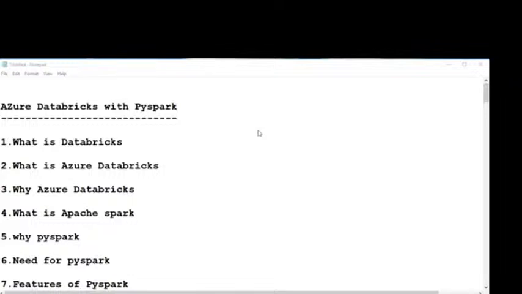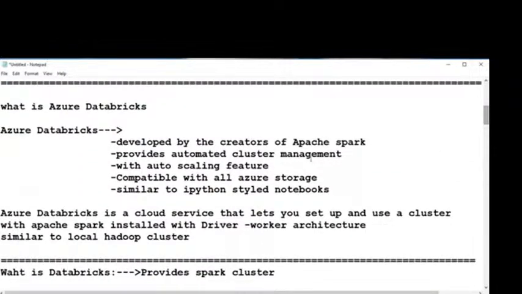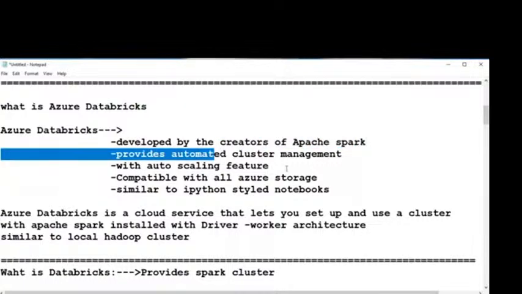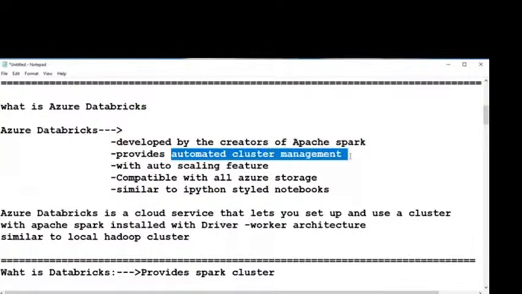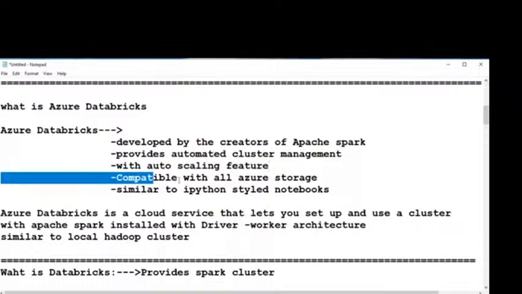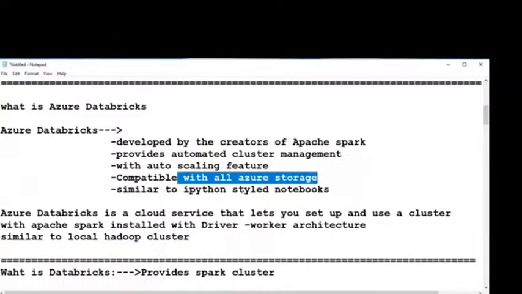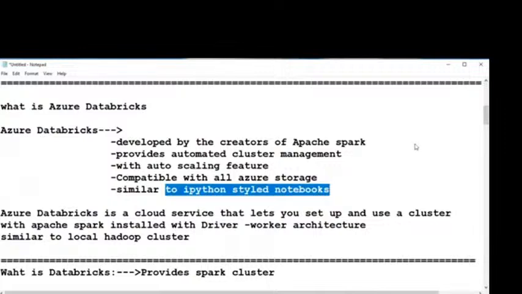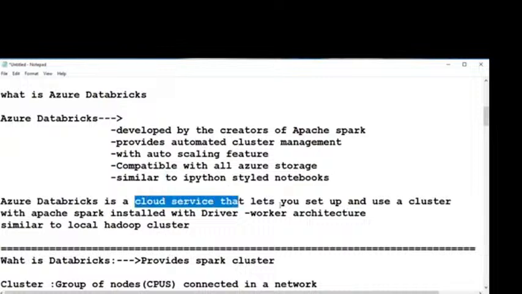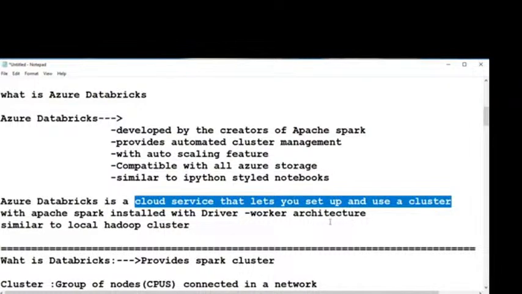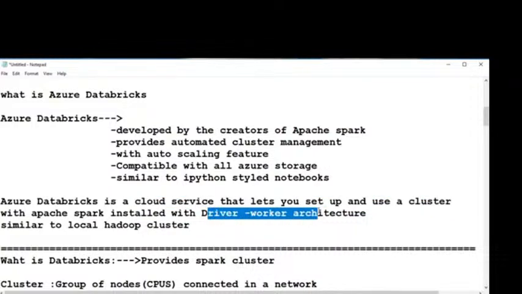Morning all. So in the last class, I was just briefing you about Azure Databricks, introduction to PySpark. Azure Databricks, developed by the creators of Apache Spark, provides automated cluster management with auto scaling feature, compatible with all Azure storage, similar to IPython style notebooks, like Jupyter Notebook. Azure Databricks is a cloud service that lets you set up and use a cluster with Apache Spark installed, with a driver worker architecture similar to a local Hadoop cluster.